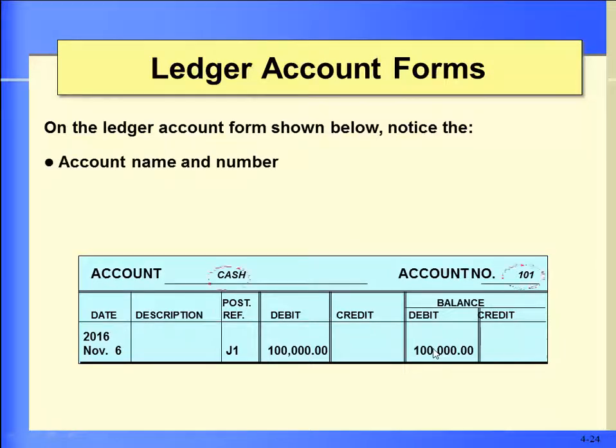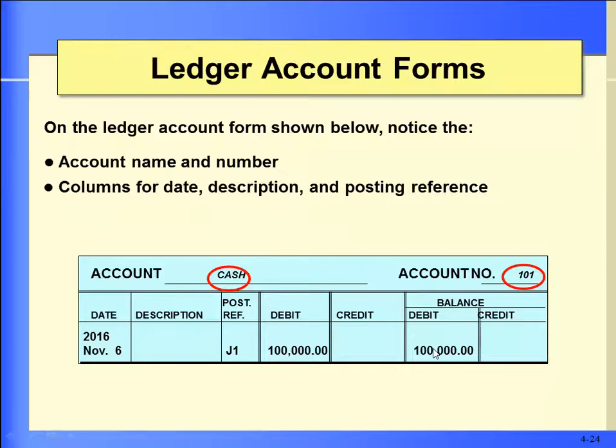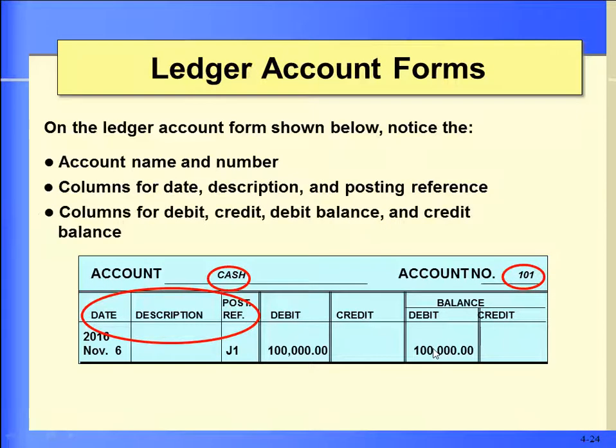So we have the account name and the number right there. Columns for the date, description, and posting reference. And columns for debit and credit, and the debit balance and the credit balance.